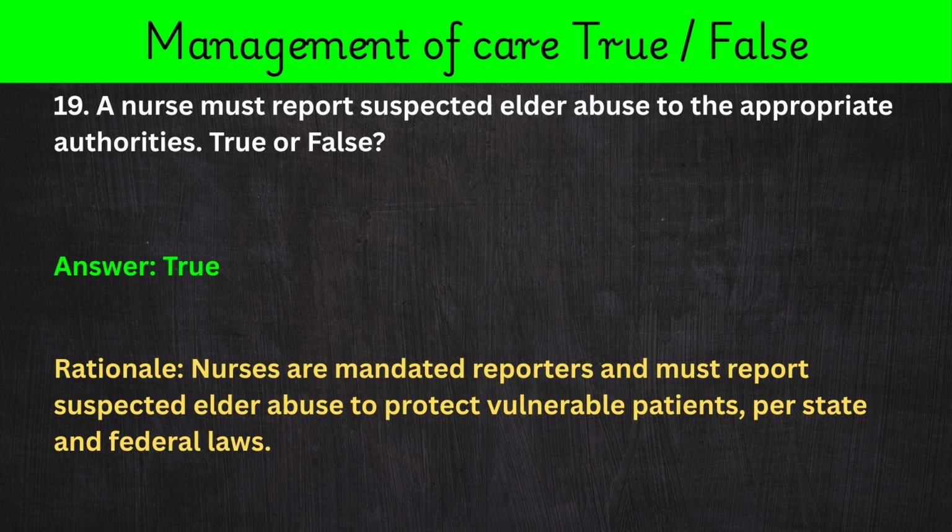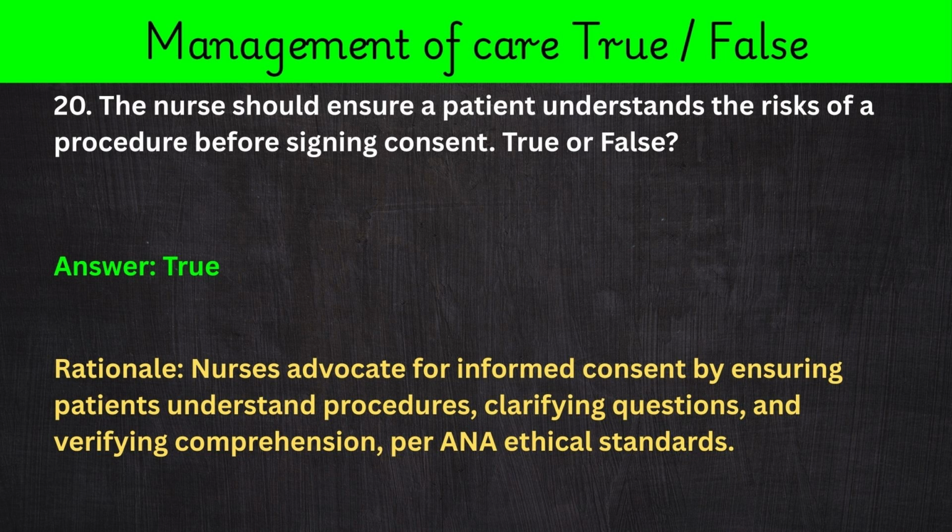19. A nurse must report suspected elder abuse to the appropriate authorities. True or false? Answer: true. Rationale: nurses are mandated reporters and must report suspected elder abuse to protect vulnerable patients, per state and federal laws. 20. The nurse should ensure a patient understands the risks of a procedure before signing consent.